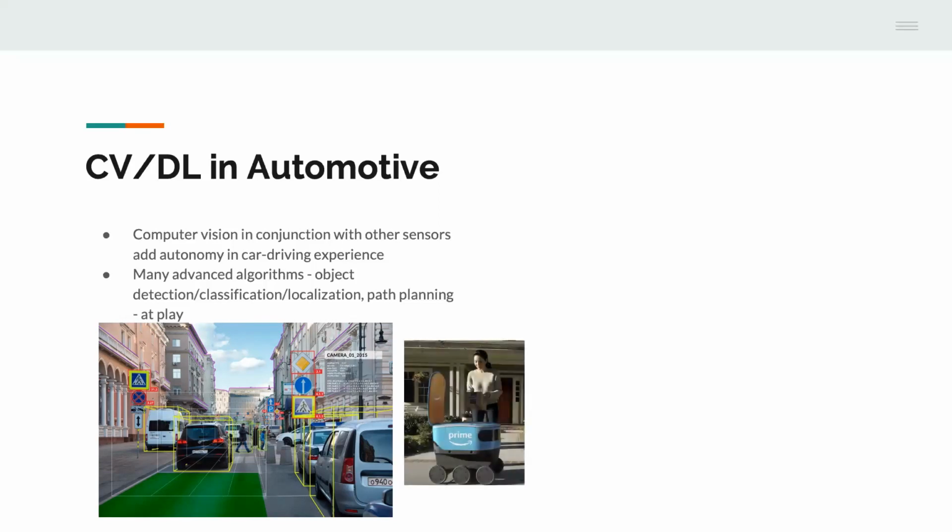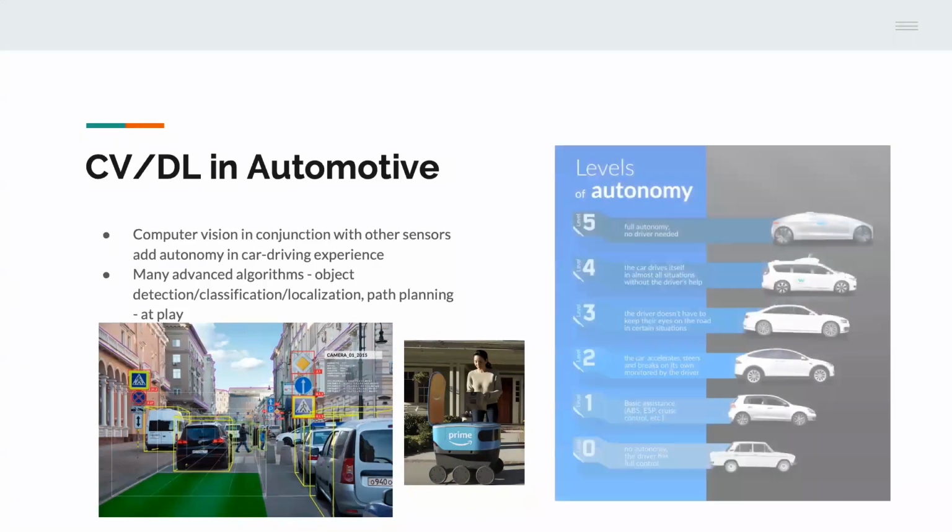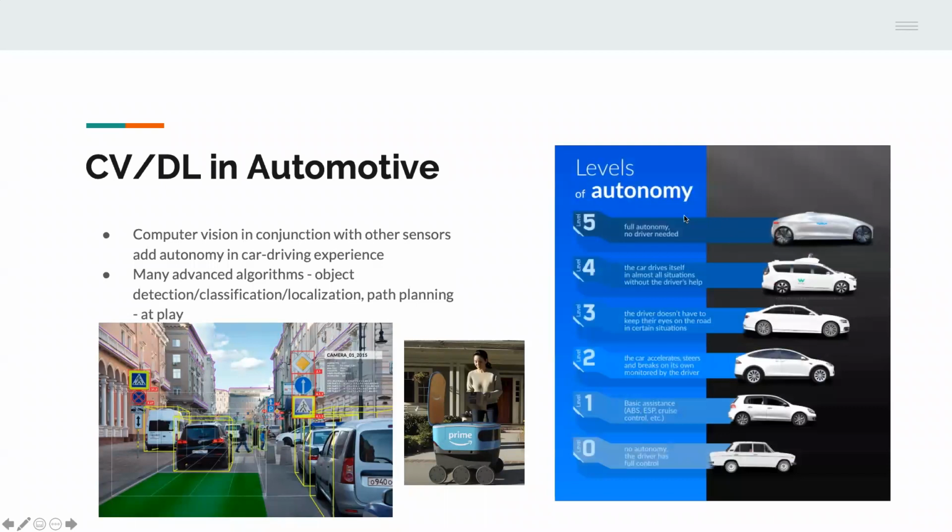And then there are some simpler tasks, less complex, with fewer latency requirements, like robots delivering stuff at your home. But here is a picture of what the automotive industry likes to portray, wherein there are multiple levels of autonomy in self-driving cars.